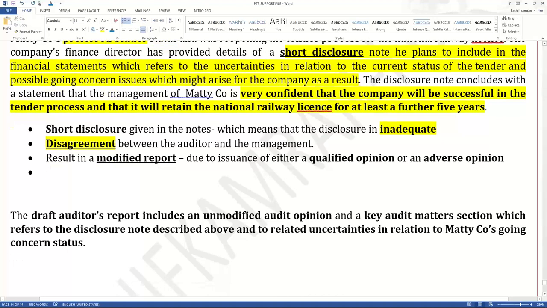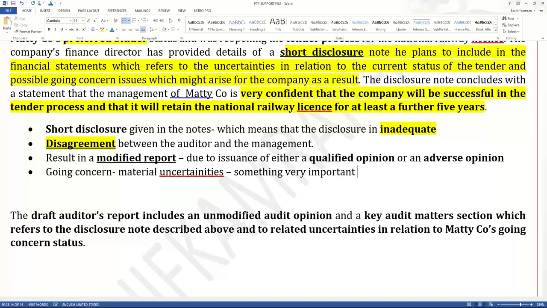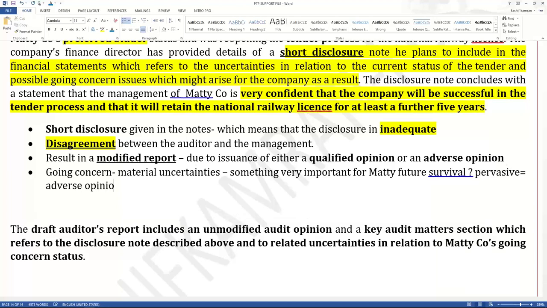Now tell me, do you agree that this matter relates to going concern and material uncertainties relating to going concern, which is something very, very important for the shareholder? If they fail to get the license, it can bring a big question mark on the future of this company. So going concern is a material uncertainty. It is something very important for METI's future survival. So in that case, it is something pervasive, and eventually the better opinion would be an adverse opinion if the management fails to give a complete disclosure. If the management is reluctant to give a complete disclosure, this is a very pervasive matter.